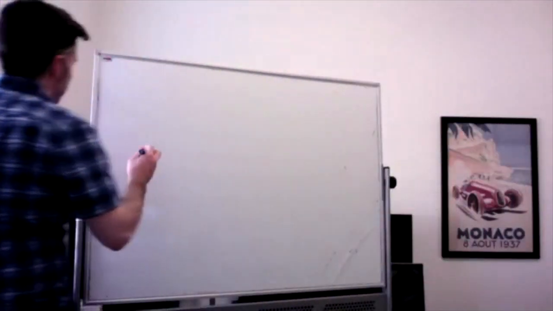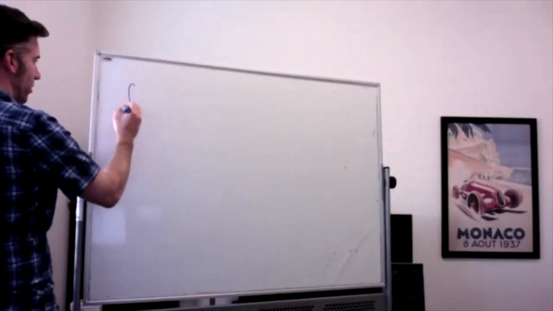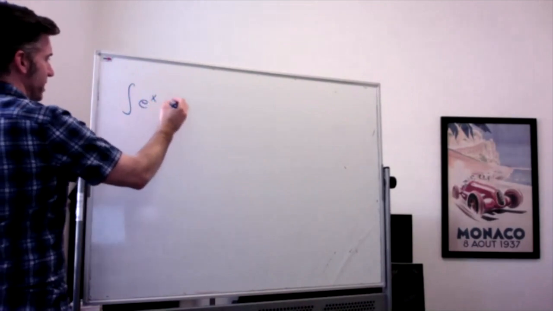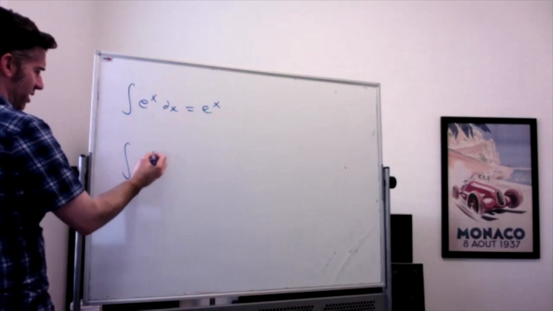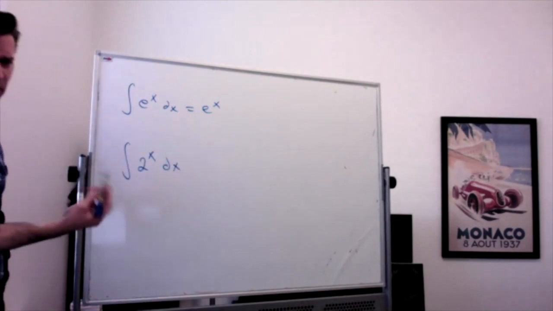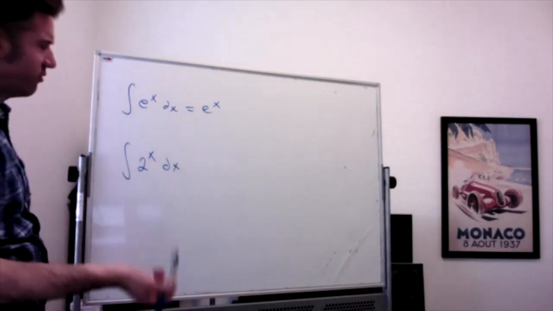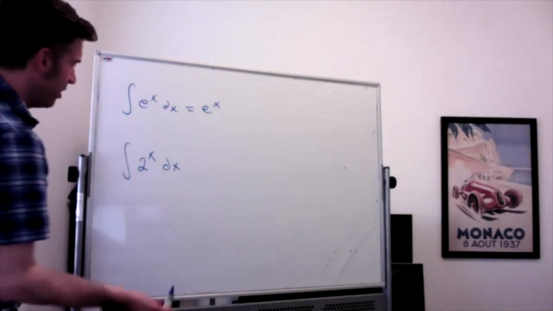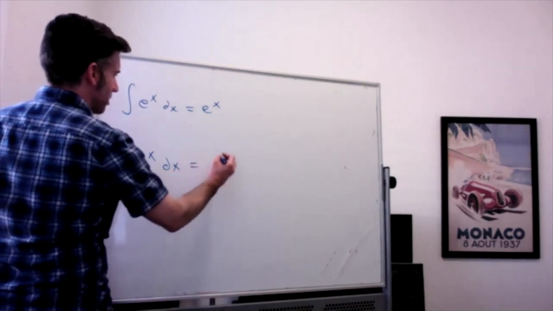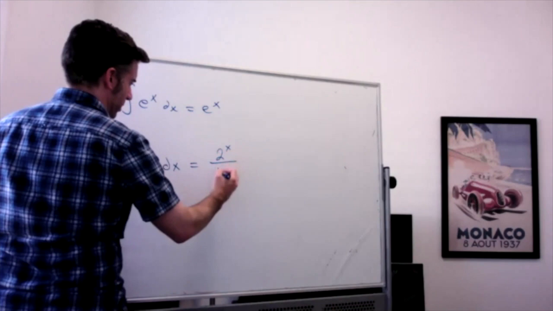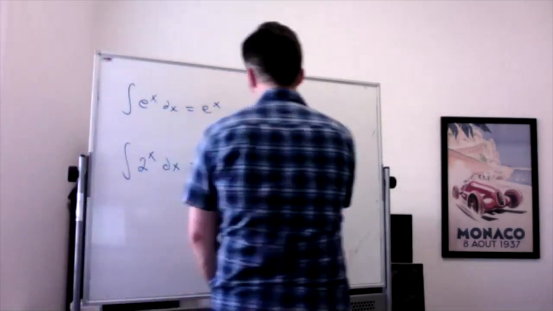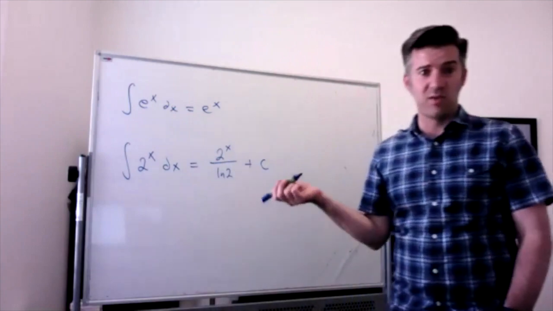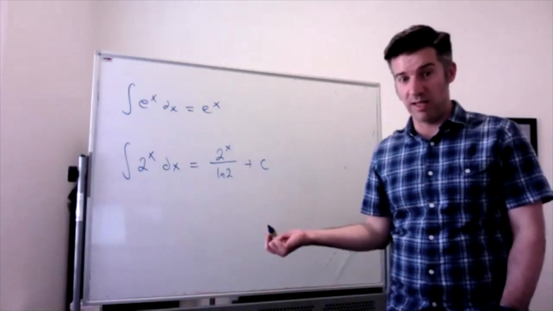Okay, sure. So they were also talking in the section about how we know the integral of e to the x is e to the x. What about the integral of 2 to the x? I feel like we've talked about this already. I'm pretty confident I said something about this before. The integral of 2 to the x is just 2 to the x divided by the natural log of 2, plus c. And the reason for that is because the derivative of 2 to the x makes you multiply by a natural log of 2.